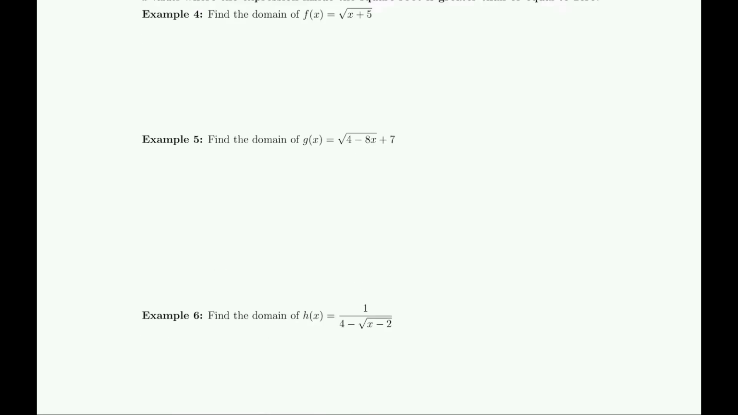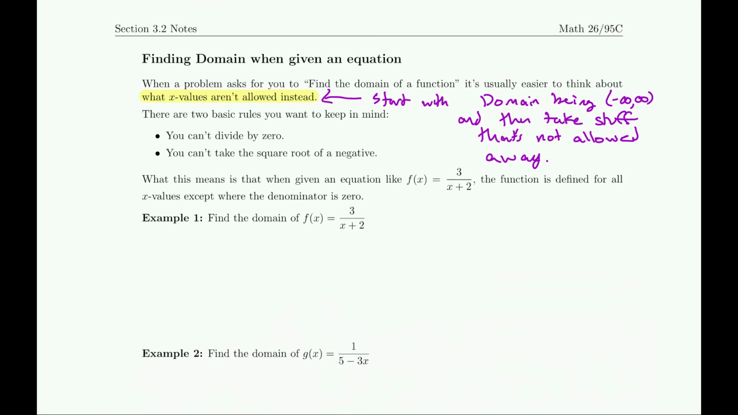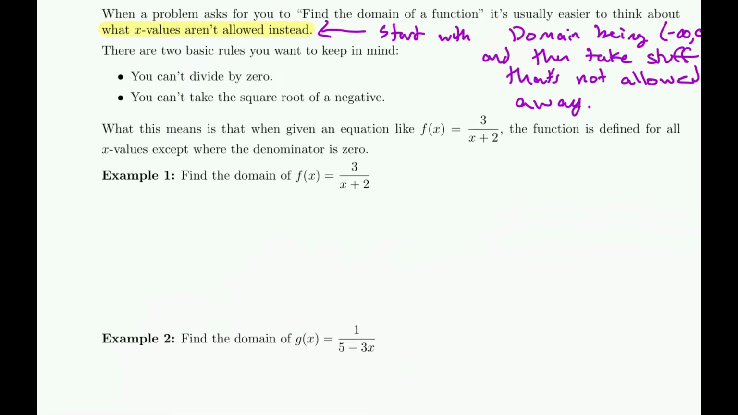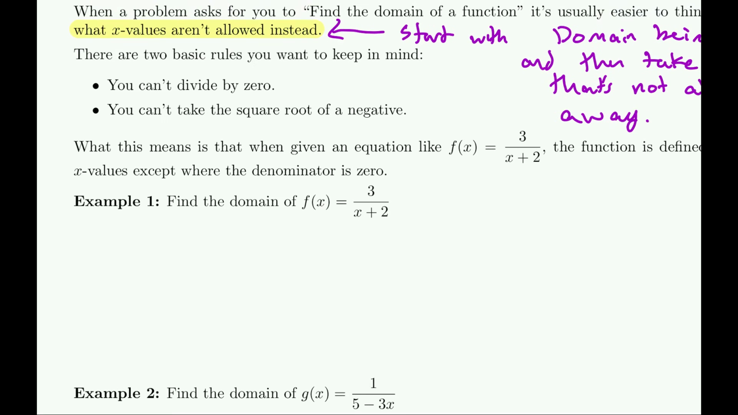Okay, so let's back up to problem 2 and what happens if there are issues with your function. I've divided this up into two cases: divide by zeros and square roots. These problems will look like this: find the domain of f of x equals 3 over x plus 2. You see the x in the denominator, and you know this rule. You can't divide by 0.